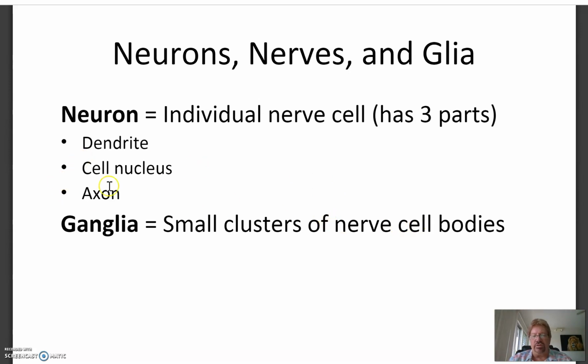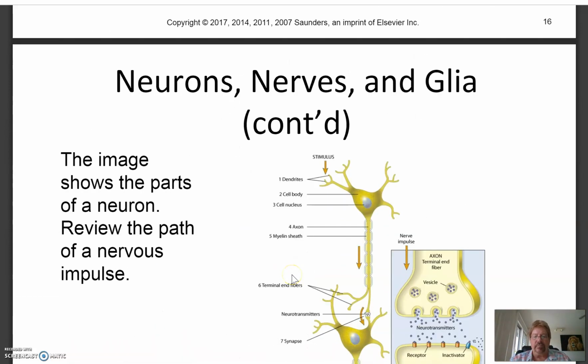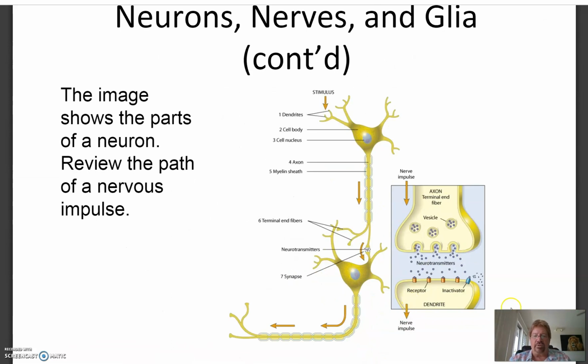Clusters of cell bodies outside of the central nervous system are called ganglia. Often these nerve cell bodies are in clusters, and they're called ganglia. Okay, now that's good. It gives a pretty good picture.